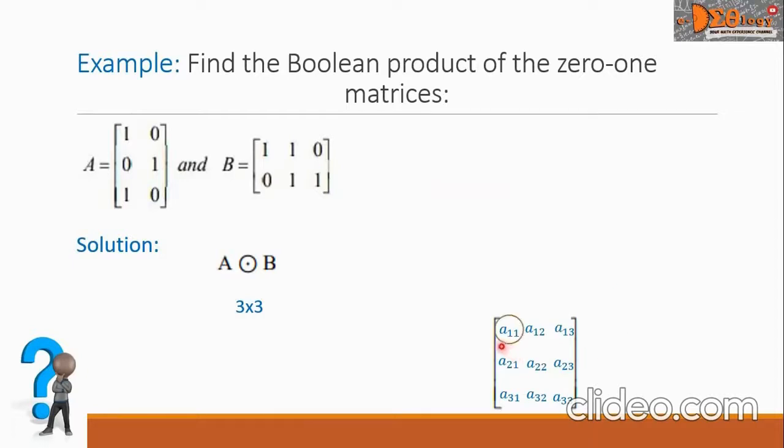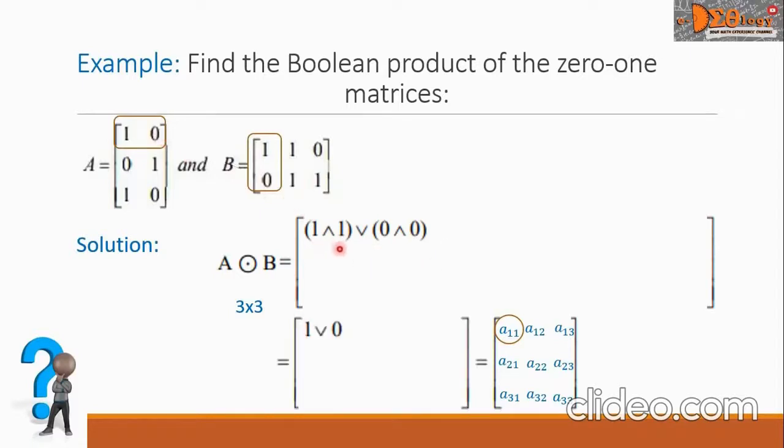Let's begin with the first element, a sub 1,1. We're going to consider the first row of A and the first column of B. So we write 1 and 1, or 0 and 0. When we simplify this, 1 and 1 is 1, and then 0 and 0 is 0. 1 or 0 is 1. Then a sub 1,2. We need the first row of A and the second column of B. So we write here 1 and 1, or 0 and 1. The 1 and 1 is 1, 0 and 1 is 0. 1 or 0 is 1.